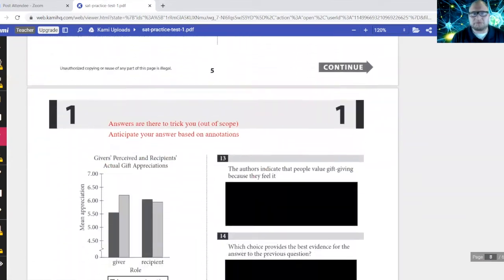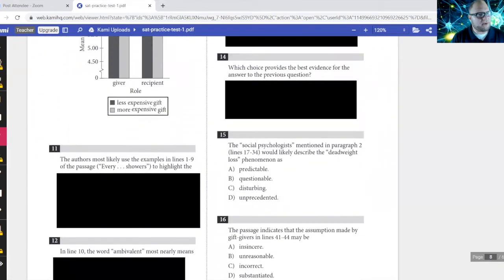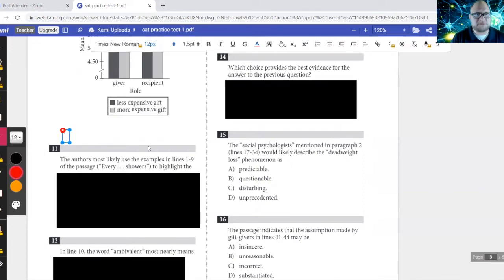So again, what would your possible answer be on this? Oh, what do you think they're highlighting? What is the main idea? How about possibly, to again reiterate, maybe the frequency or how often gifts are bought?